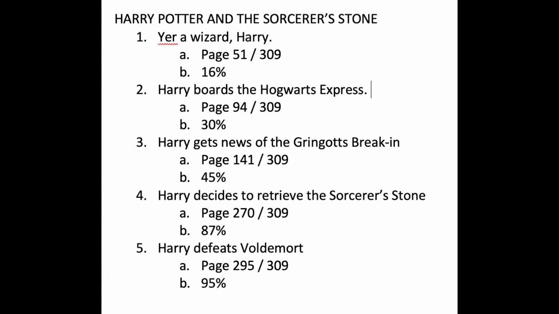So of course we start out with Harry becoming a wizard. That happens at the 16% mark. Harry boards the Hogwarts Express at the 30% mark. Harry gets the news of the Gringotts break-in, which just brings it back to the Sorcerer's Stone at the 45% mark, and then he decides to retrieve the Sorcerer's Stone before Snape at the 87% mark. And then of course it ends with him defeating Voldemort with about 5% left of the novel.